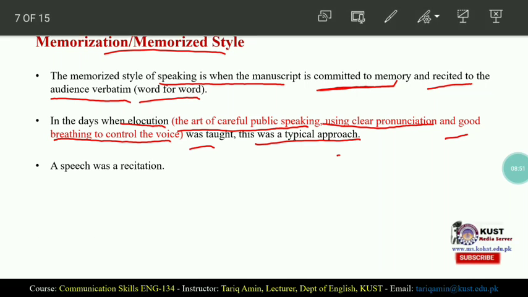A speech was a recitation. People used to recite it.